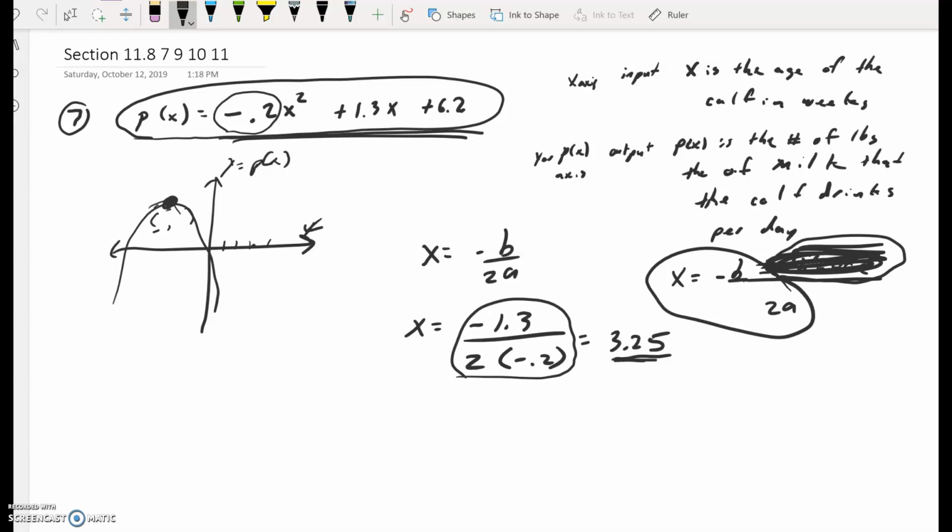How can I figure out the output of the function p when the input is 3.25 specifically? How can I calculate p evaluated at x equals 3.25? And the answer is you could memorize a formula in the book that always gives you the output of the vertex, but I don't think that's necessary, and for our class I don't think it's particularly useful. Why don't we just put 3.25 into the function and grab a calculator and find out?